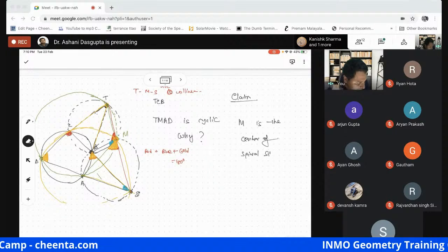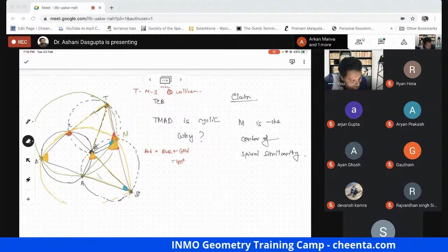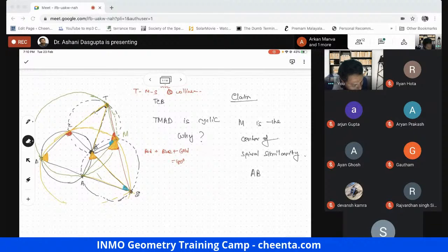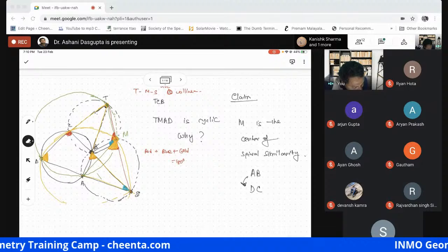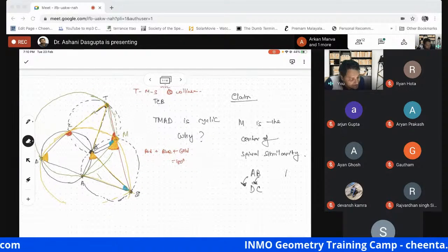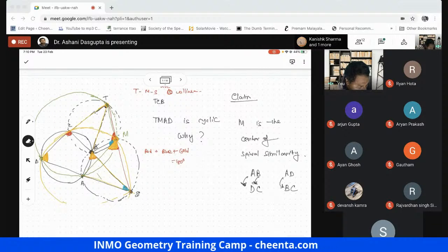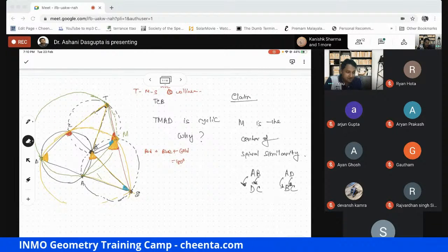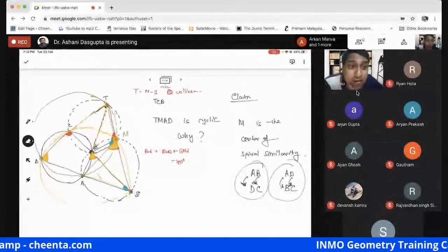Spiral similarity that sends AB to DC. AB goes to DC, that means A goes to D and B goes to C. And it also sends AD to BC. So A goes to B and D goes to C. So you can visualize the same thing in two ways.